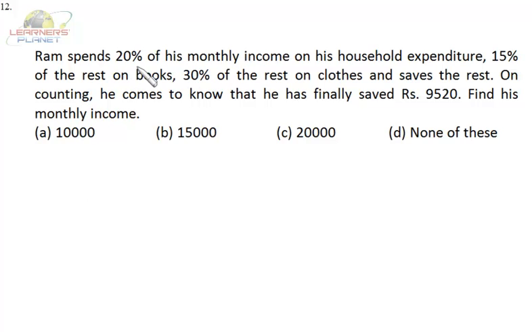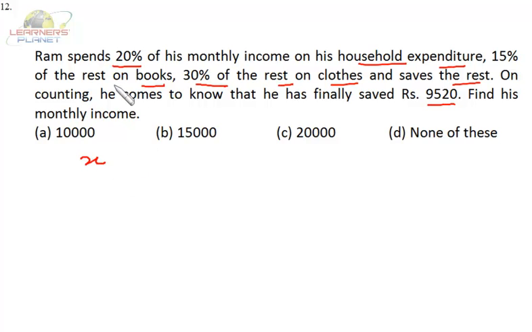Ram spends 20% of his monthly income on household expenditure, 15% of the rest on books, and 30% of the rest on clothes, and saves the rest. On counting, he comes to know that he has finally saved rupees 9520. We have to find his monthly income. Friends, let's assume his monthly income to be X.